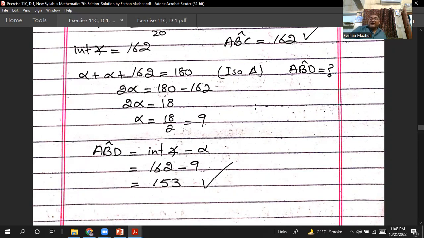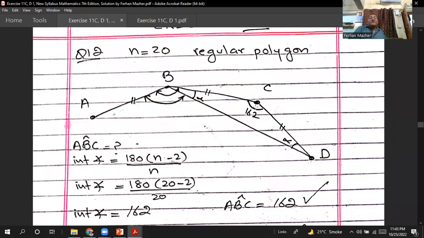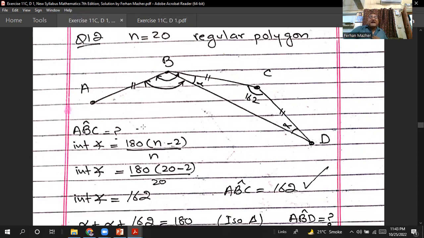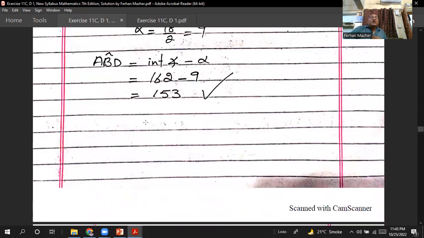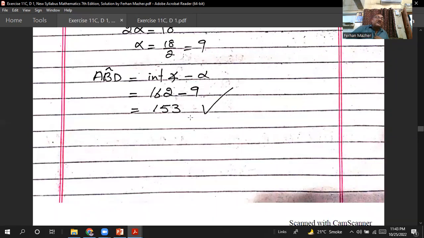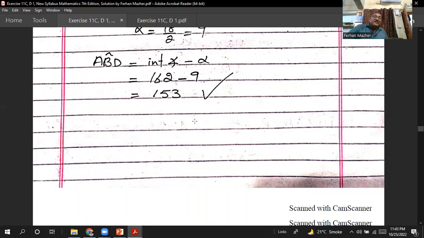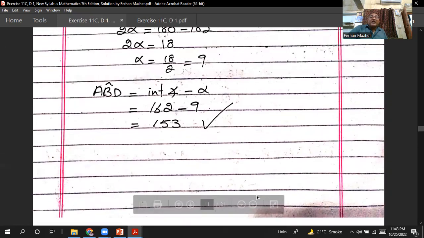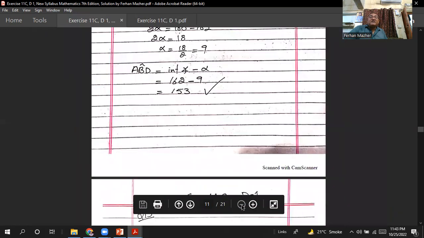Now I know the alpha. The actual question is, what is the value of ABD? The angle ABD will be equal to angle ABC minus alpha. So the angle ABD will be the internal angle minus alpha. So it will be 162 minus 9, and that will be 153. So this is how you do question number 12. I hope you understand this.